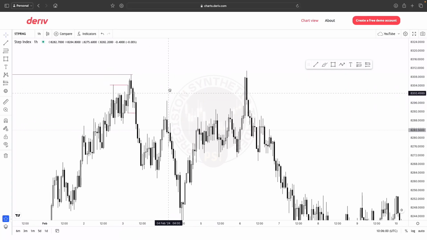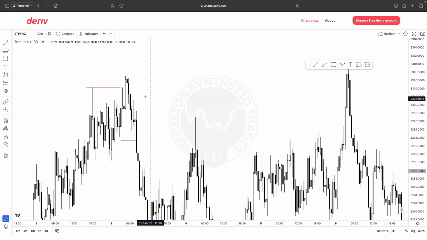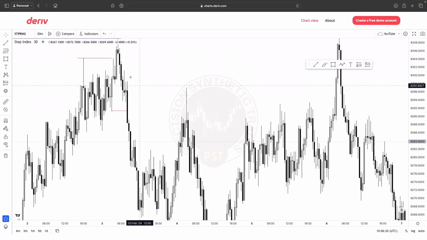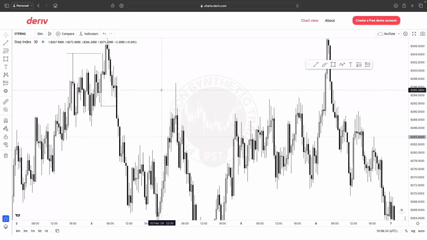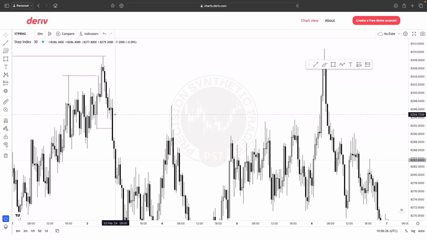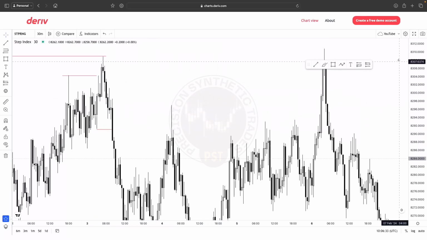Okay, so let's quickly have a look. Let's go down to the 30-minute. There we go. So as you can see, price took liquidity. Now we're waiting for the retracement. Now what do we have? Okay, so we have our market structure shift here. What's above the market structure shift? There's an order block there.